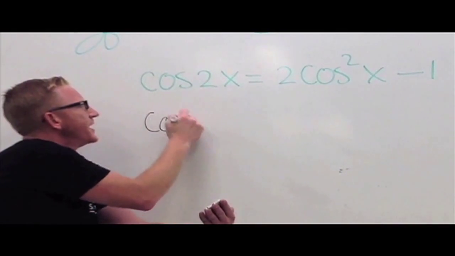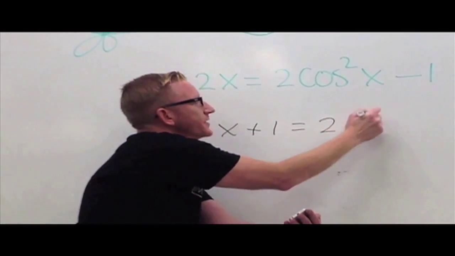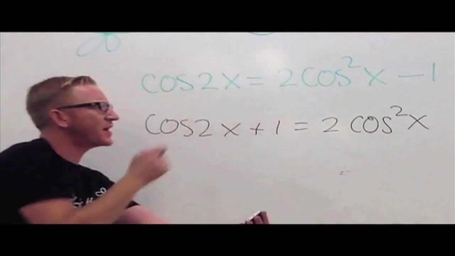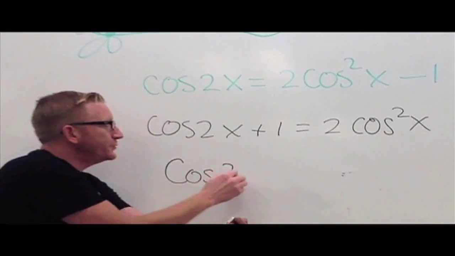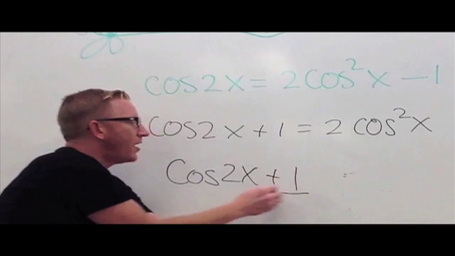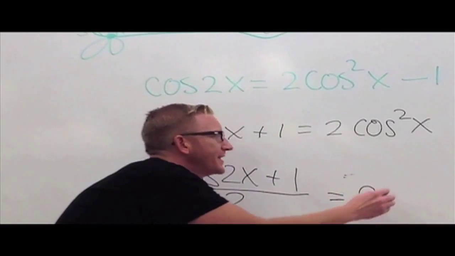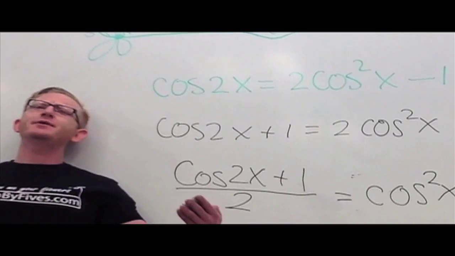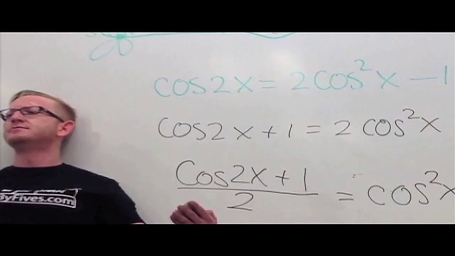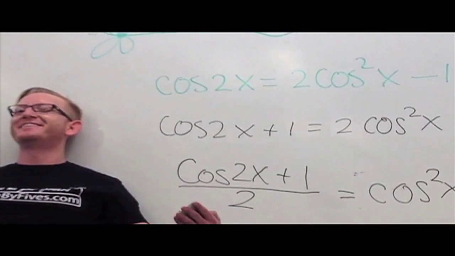So I'm going to have cosine 2x plus 1 is equal to 2 times cosine squared x. And then, still solving for the cosine, I'm going to divide by 2. And I'm going to have cosine 2x plus 1 all over 2, and I'm about to say bye-bye to that cosine squared x. What's next? How do I get rid of that square?